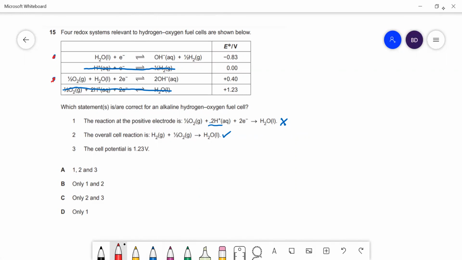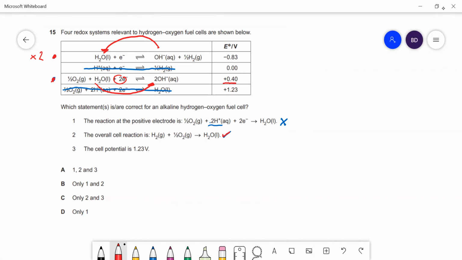Now which one is going to go forwards? Well, the most positive one is the one that goes forward, because it's the best at taking in those electrons. This one is going to go backwards because that's the most negative, best at giving out electrons. Now, if you combine those 2 equations, you'd have to multiply this one by 2, and if you did that, all of the OH minus ions will cancel out, and you end up with H2 and O2 going to water. That is correct.